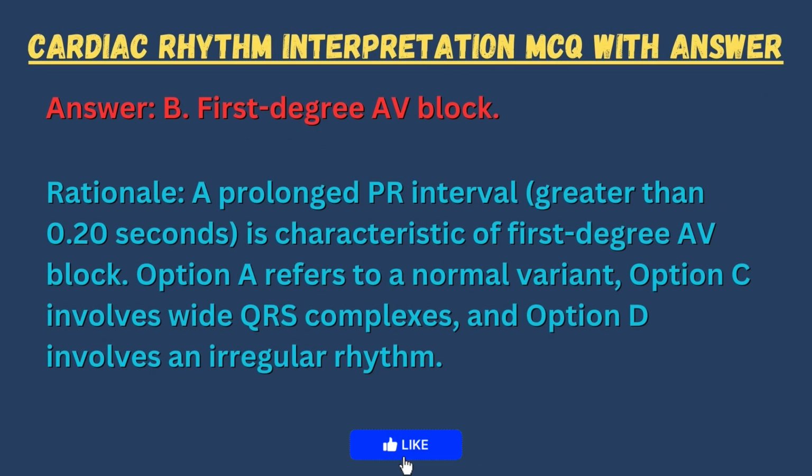Answer: B. First-degree AV block. Rationale: a prolonged PR interval, greater than 0.20 seconds, is characteristic of first-degree AV block. Option A refers to a normal variant. Option C involves wide QRS complexes. And Option D involves an irregular rhythm.